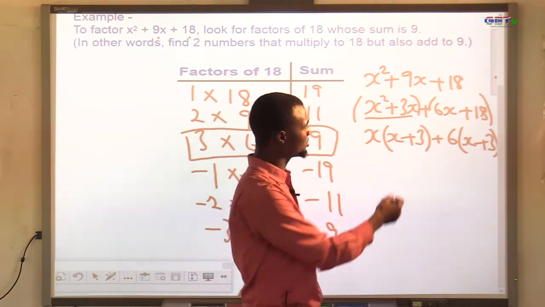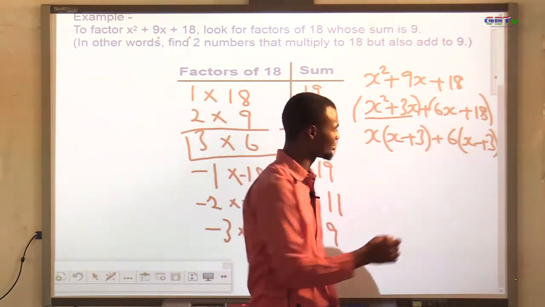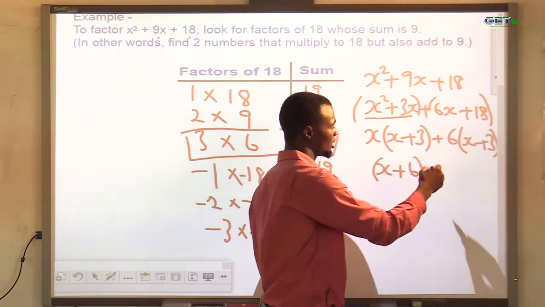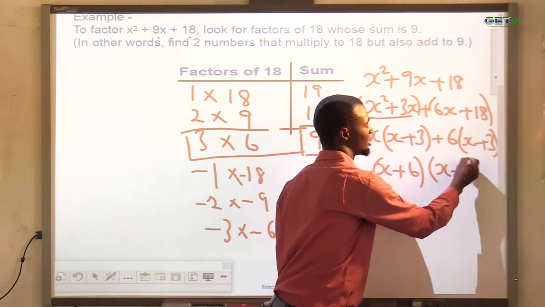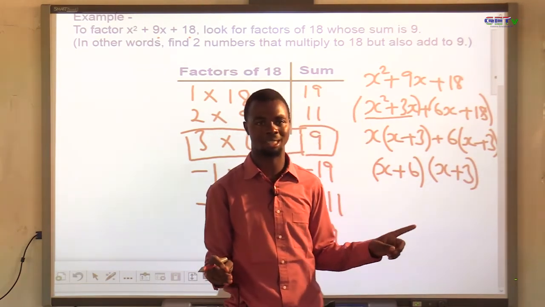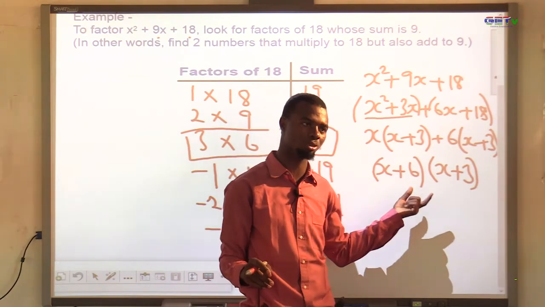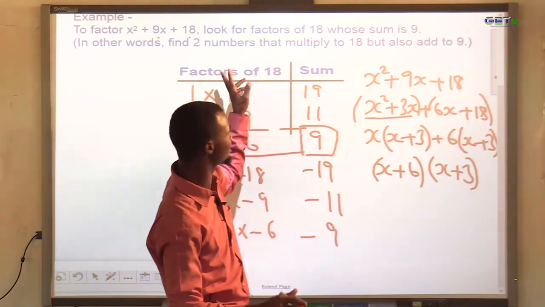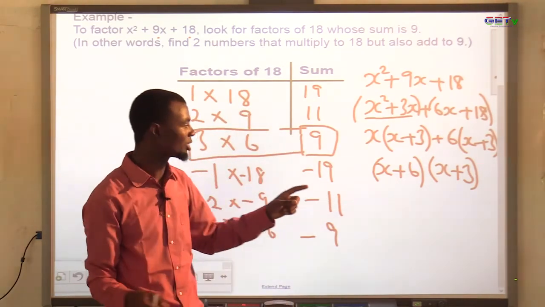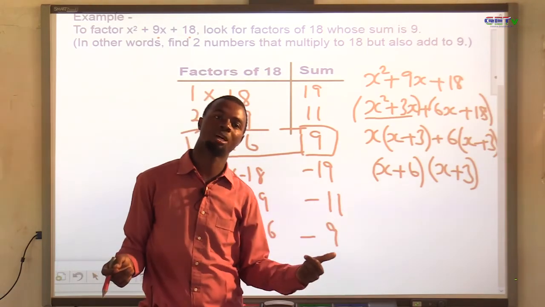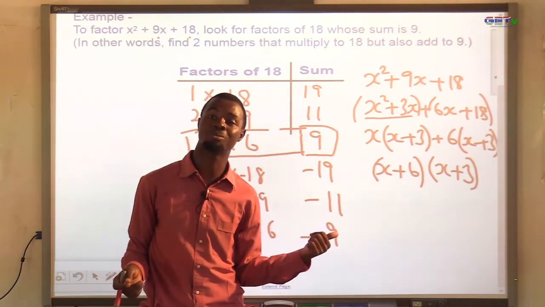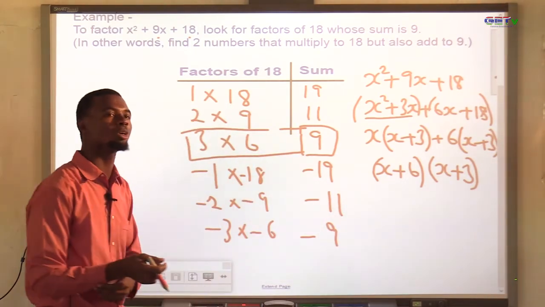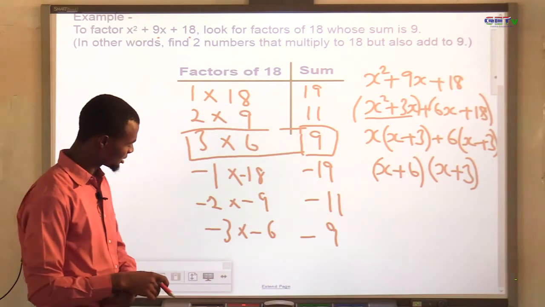Now if you continue, you will take the numbers that you have outside the bracket. That is x plus 6 in one set of the bracket. Then you have the other one, only one of them, x plus 3. This is how you factorize a quadratic expression in the form of a trinomial quadratic expression like this. So this is the way we factorize this expression. Just a quick recap, you find factors of c whose sum will be b. In this case, factors of 18 whose sum will give us 9. So we go to the next one.